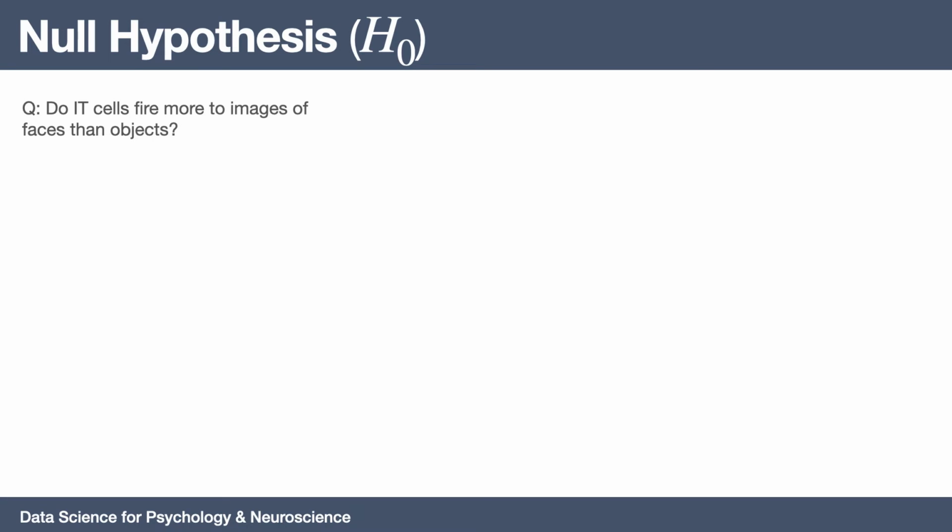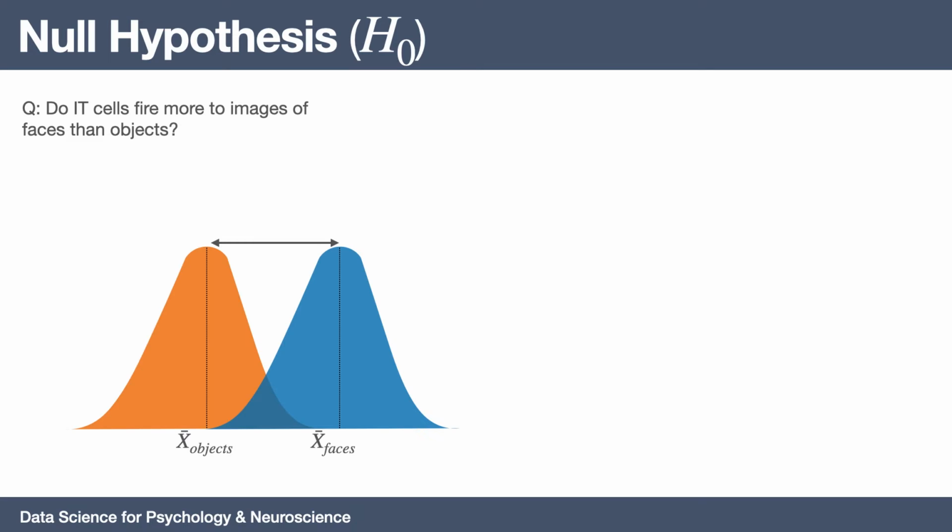So let's start by thinking about the null hypothesis itself. We'll do this by example. Let's say you are an electrophysiologist and you're recording from cells in the inferior temporal cortex. So you want to ask, do IT cells fire more to images of faces than objects? You do a series of recordings in cells in IT, and you look at the firing rates evoked when these cells look at pictures of faces versus objects. And you might get two distributions of firing rates, one for objects, shown here in orange, and another for faces, shown here in blue.